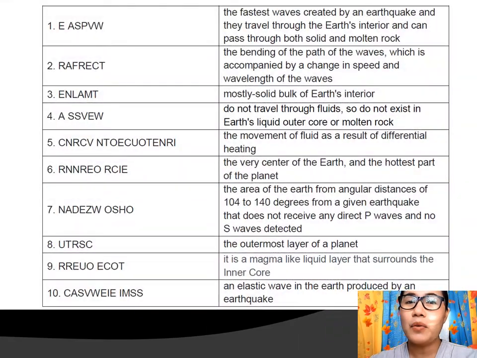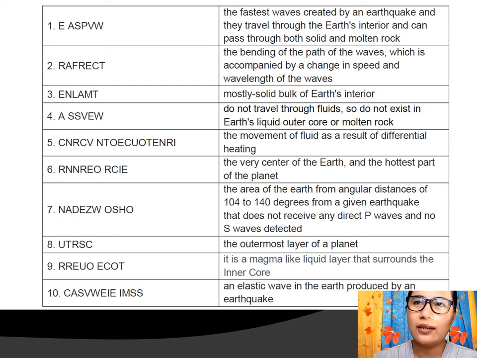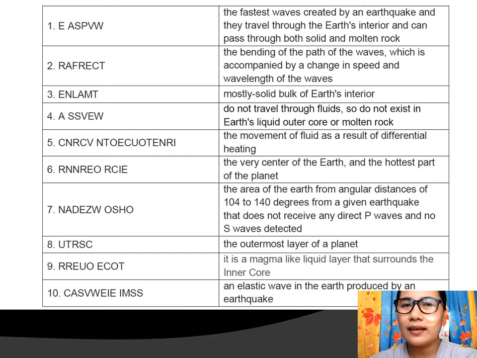The module begins with a pre-test. It's a 10-item test. The letters of the answers are given, but they are in random order. There is a clue. For example, number one: it is a type of seismic wave, the fastest wave created by an earthquake, and it travels through the Earth's interior and can pass through both solid and molten rock. There are six letters in the given choice of word. So what is the correct word there? There are 10 items for you to unlock.